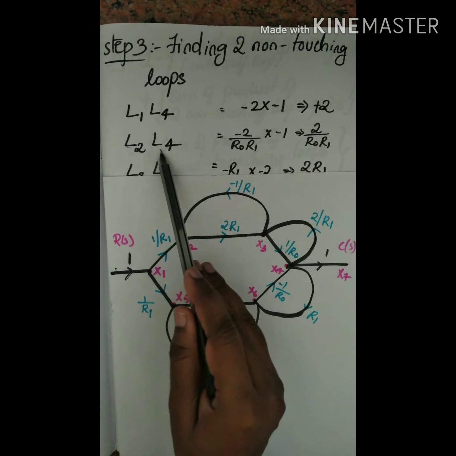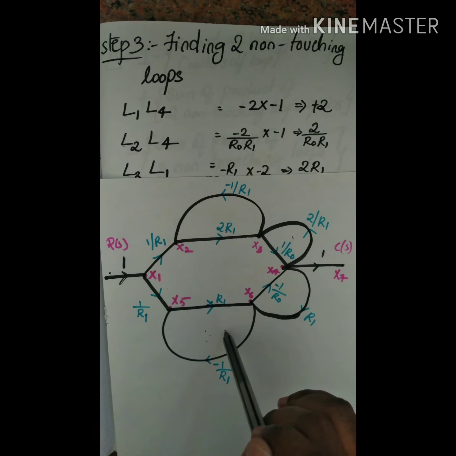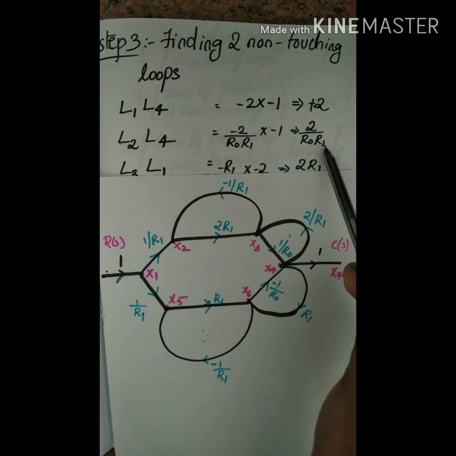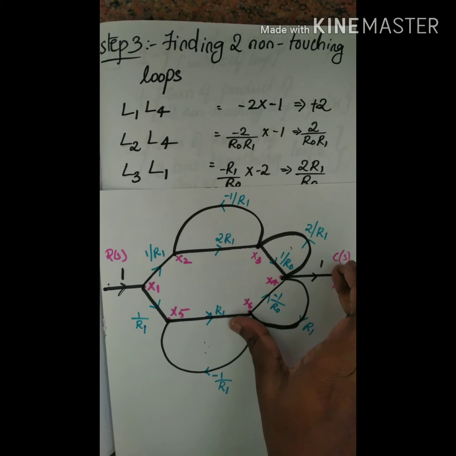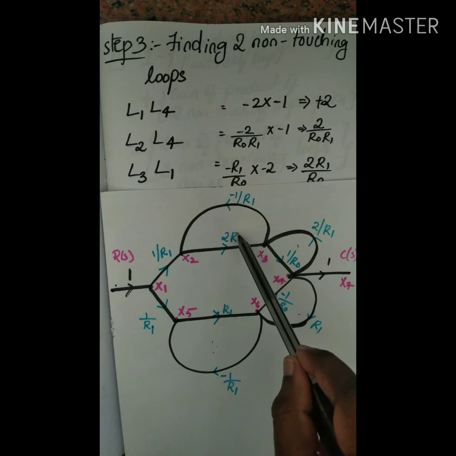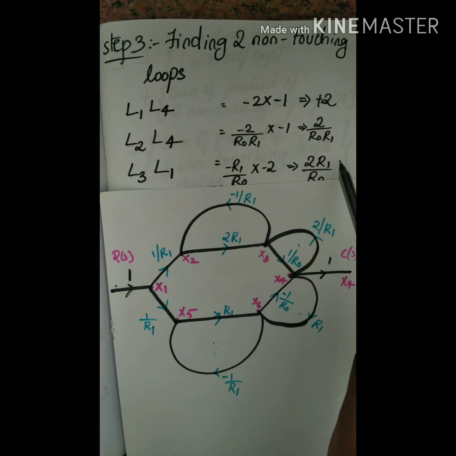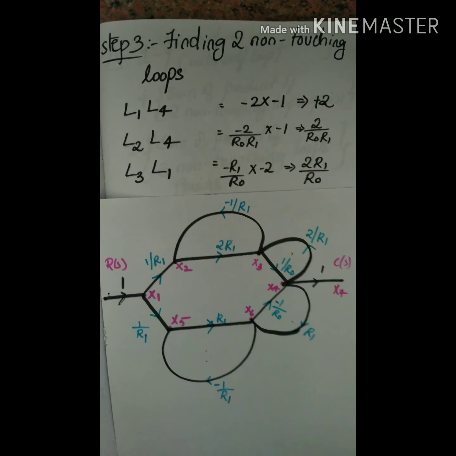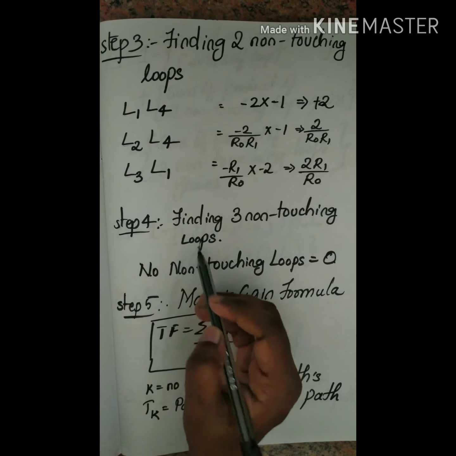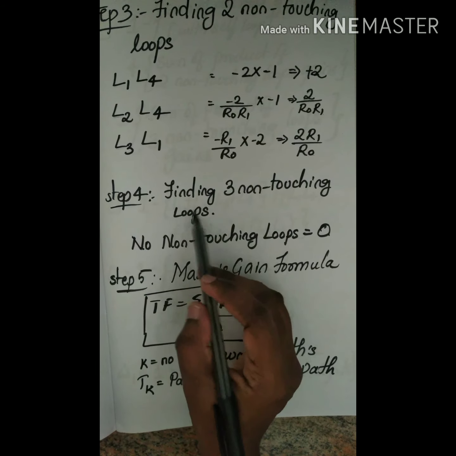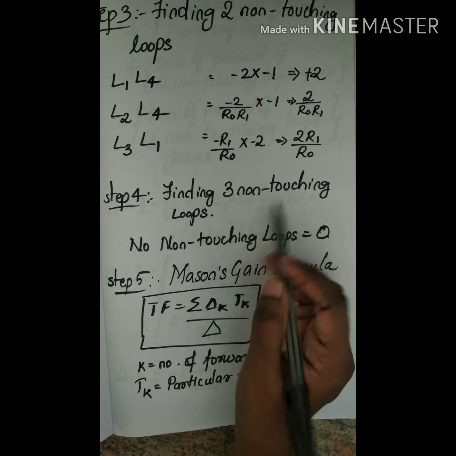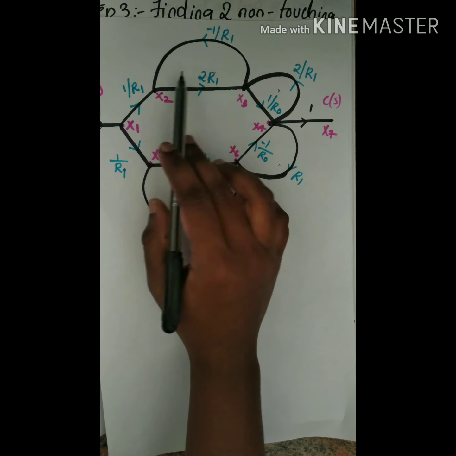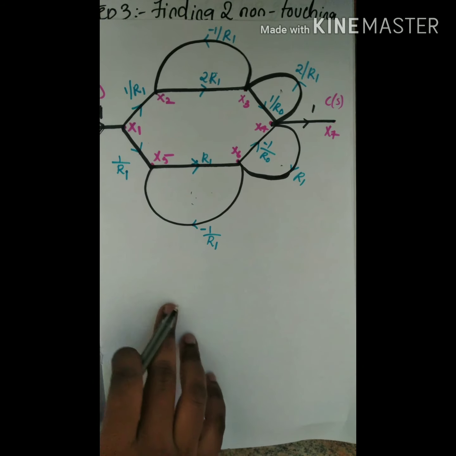And here L2 and L4 are non-touching. This loop and this loop are non-touching. And then the resulting gain is 2 by r0 r1. And again L3 and L1 are non-touching loops. The resulting gain is 2 into r1 by r0. After finding 2 non-touching loops, you have to find if there are any 3 non-touching loops. As you can see here, there are no 3 non-touching loops, hence it is 0.